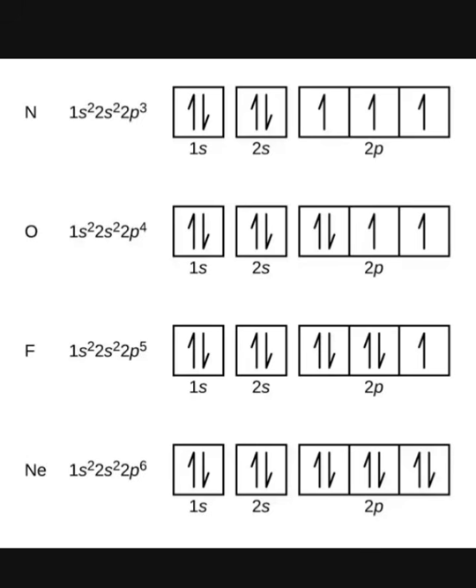I can ask you which of these elements is diamagnetic. In this case, the diamagnetic element, according to how their electrons are paired, is the neon atom, because all the electrons in the orbitals are paired. So the ones with unpaired electrons, like nitrogen, oxygen, and fluorine, are paramagnetic because they have unpaired electrons.